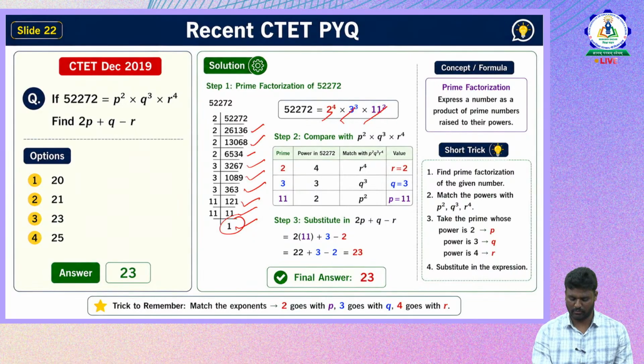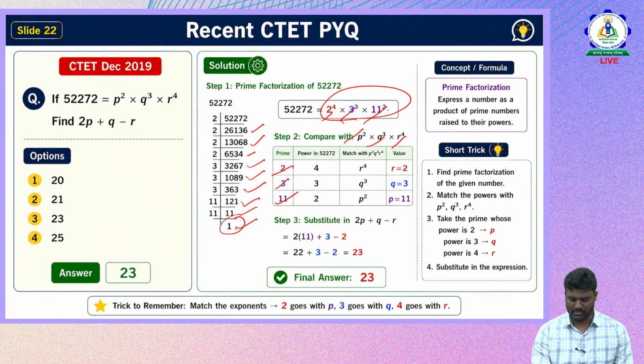Okay, so we have to remember that prime factors always come in even numbers. Now compare with p to the power of square, whatever the prime factorization we got, let us compare these numbers with the p square, q cubed and r to the power of 4, and try to identify what is the r value, what is the q value, what is the p value. Okay, so what are the primes here? We got 2, 3, 11.